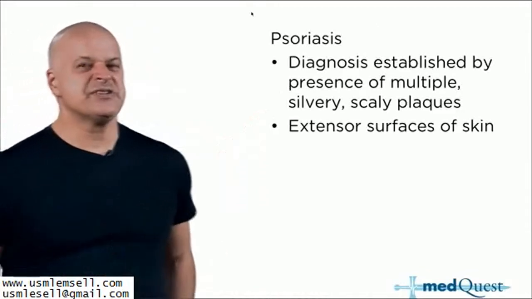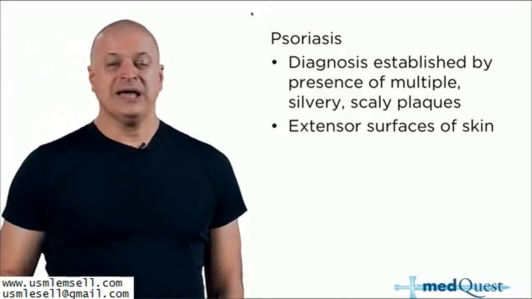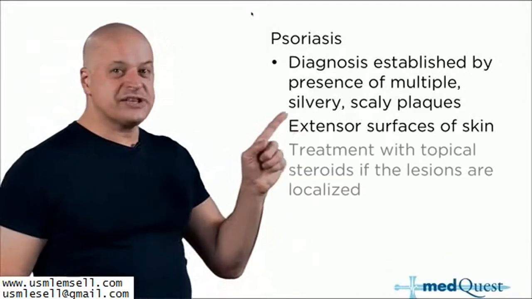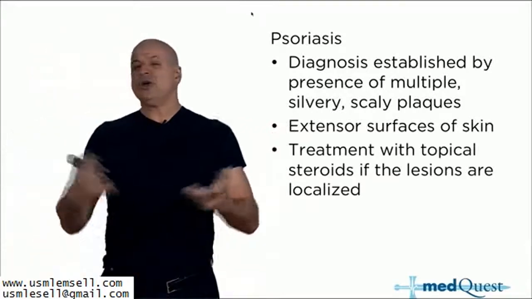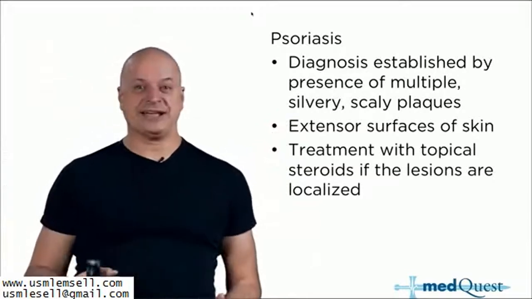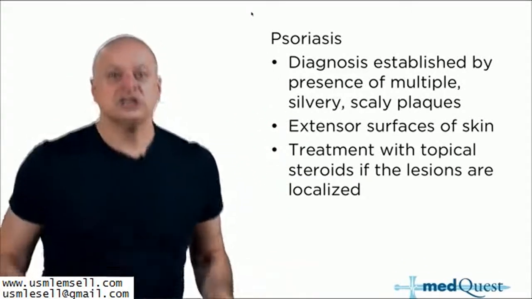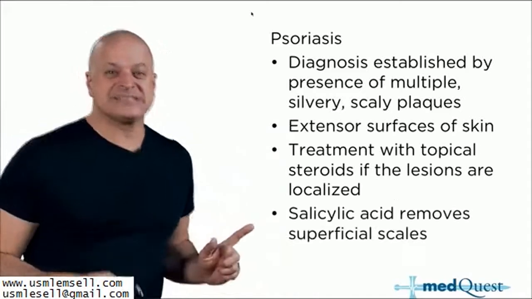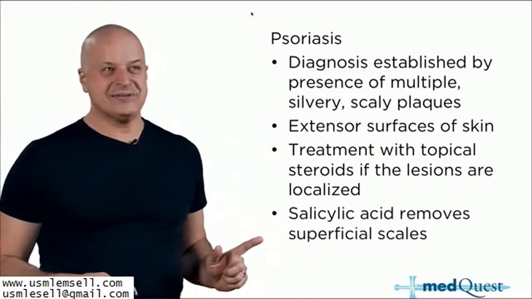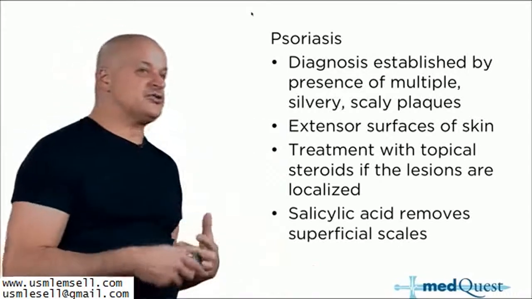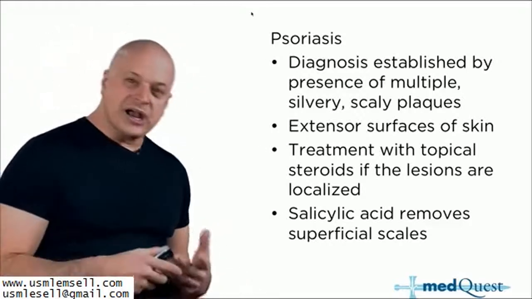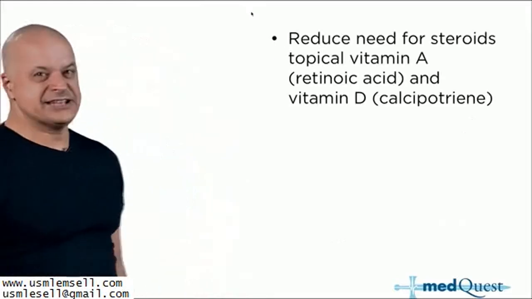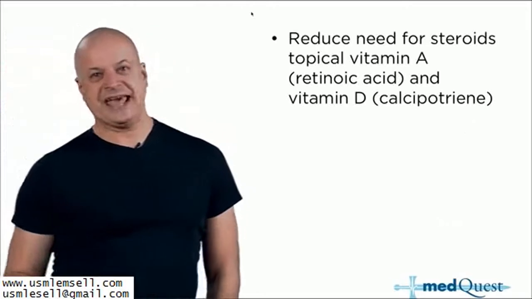Yes, but hypersensitivity to what? We don't know. It happens mostly on the extensor surfaces, giving these silvery, scaly plaques. And there's lots of treatment, but there's not much knowledge precisely about what is the antigen that psoriasis is reacting to. We don't know. We treat with steroids, and when the steroids thin the skin, we can use vitamin A and D. Calcipotriene is vitamin D. We use topical steroids. Salicylic acids remove the superficial scales.